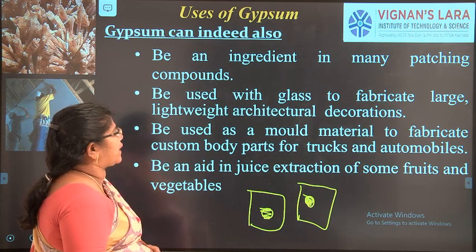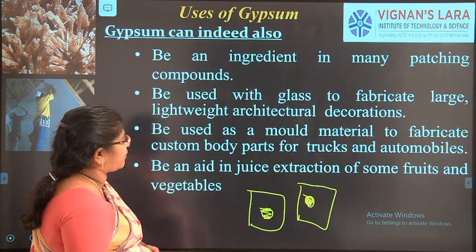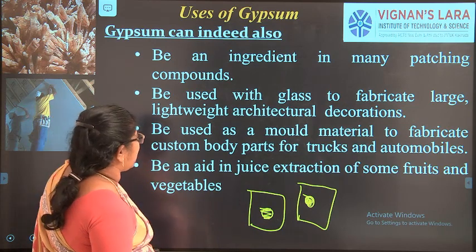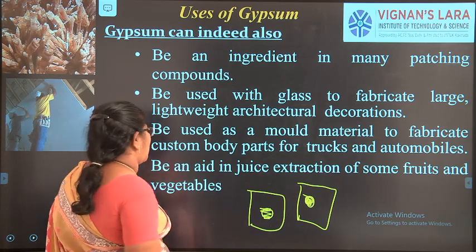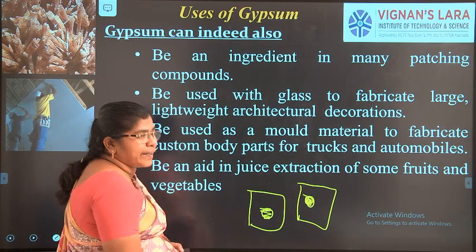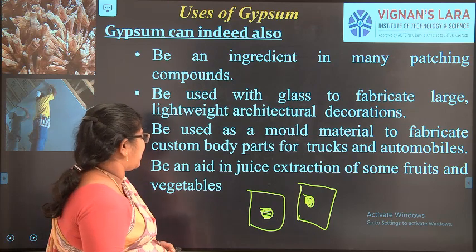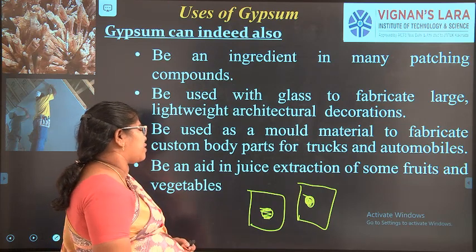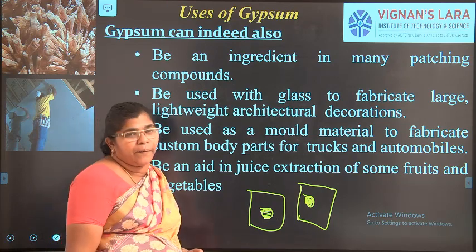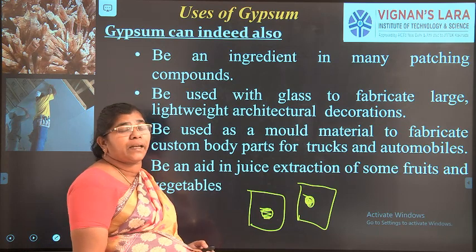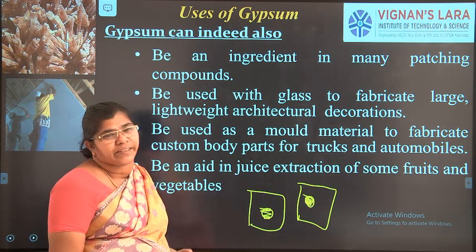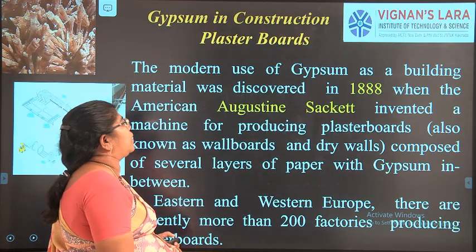And it is used with glass to fabricate large, lightweight architectural decorations. It is used to mold materials to fabricate some parts of trucks and automobiles. And it is used for the juice extraction of some fruits and vegetables. These are the main and major applications. You can see many applications in the construction field also.